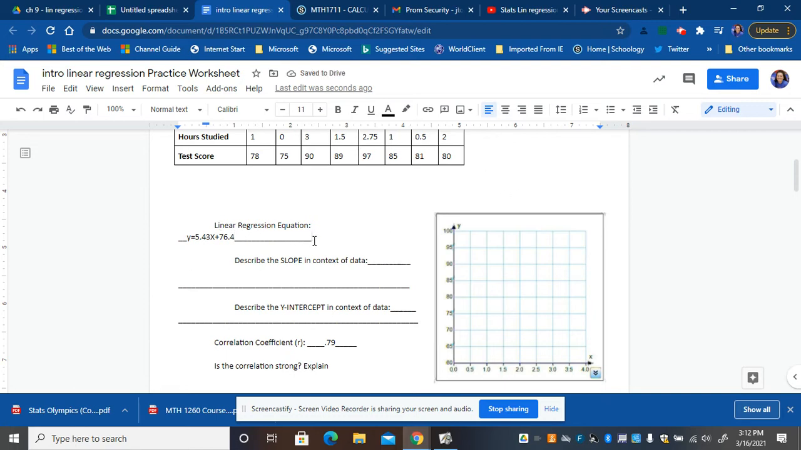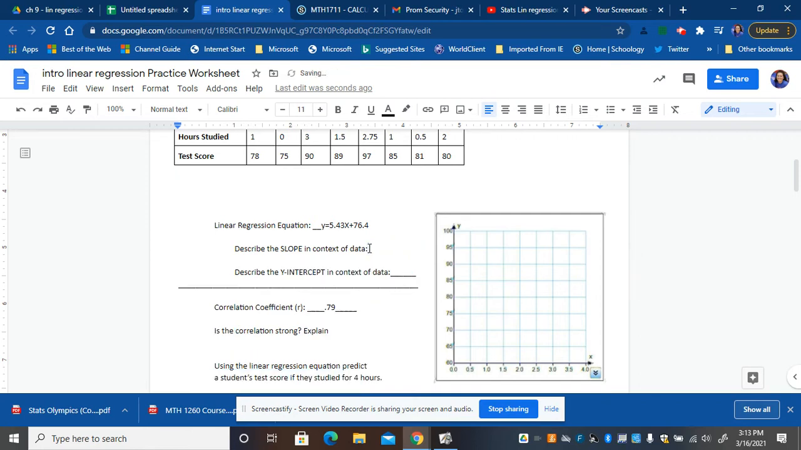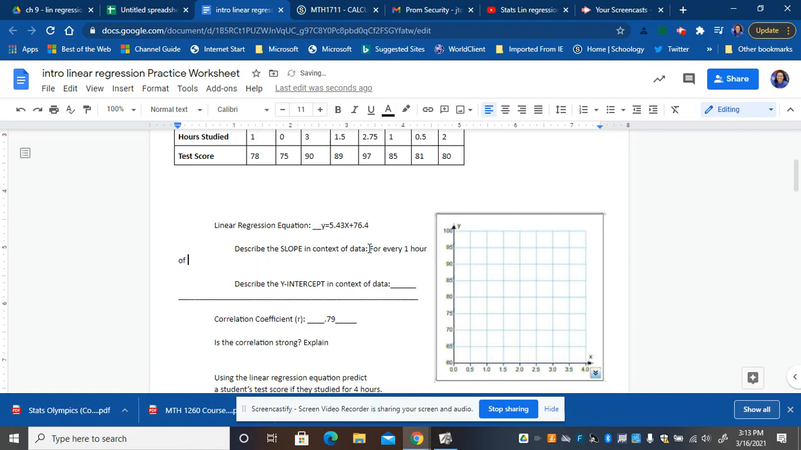So you know our slope is the 5.4. Right? Remember that from Algebra 1. So what does that slope mean? Here's what it means. You start with your x variable. So for every 1 hour of study, and it's always a 1, and then we're going to say our slope number, our test score rises by 5.43 points. So that would be the answer for describing the slope.